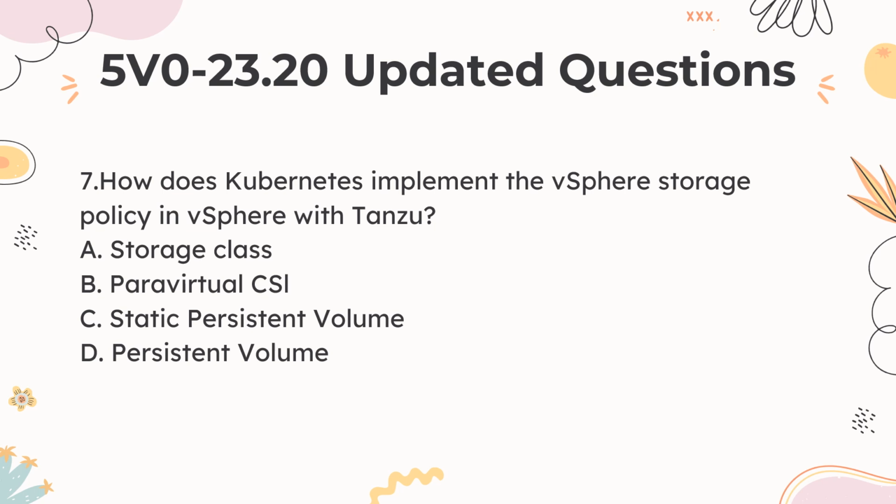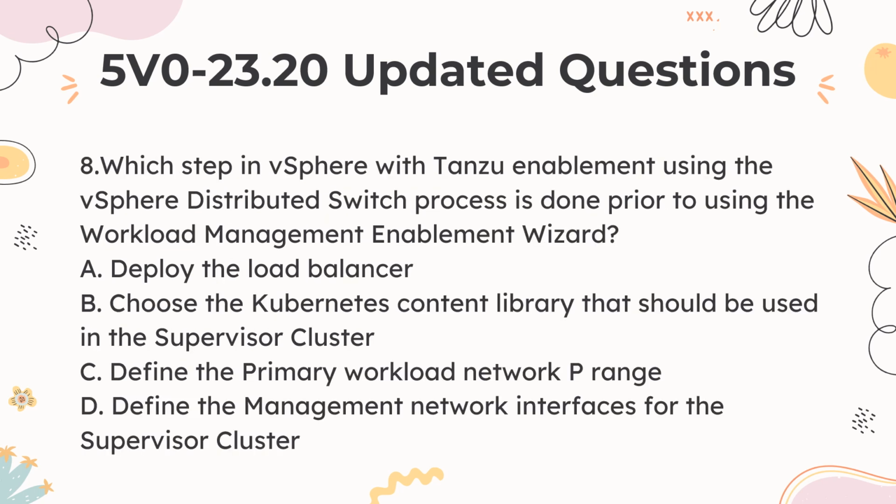7. How does Kubernetes implement the vSphere storage policy in vSphere with Tanzu? A. Storage class. B. Paravirtual CSI. C. Static persistent volume. D. Persistent volume.